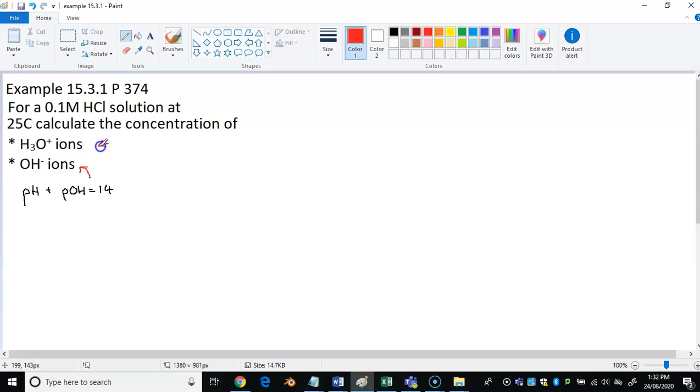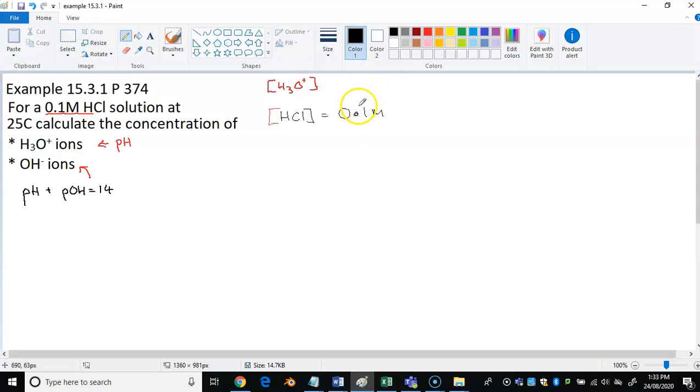We're going to get the pH here because we're told the concentration of the acid. So we can get the pH from the question, and then we're going to use this fact here to get that part of the answer. So let's do the concentration of H3O plus part first. Now we're told that the concentration of HCl in the solution is 0.1 molar.